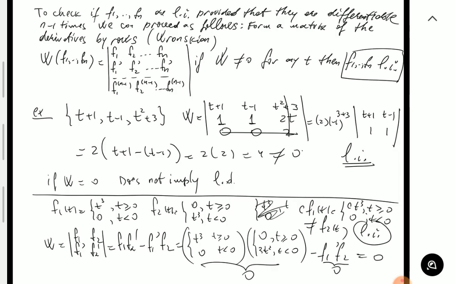The Wronskian, if it's not equal to 0 for any t, then it implies linear independence. But again, it's just in one direction.